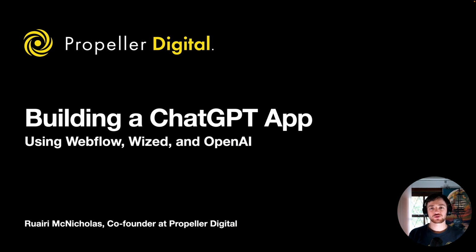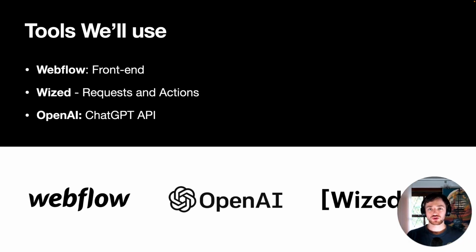And today I'm going to be running you through a tutorial on how to build a ChatGPT app using Webflow, Wized, and OpenAI's API. So those three tools, what are we going to do with them? Webflow is going to be our front end. You'll want some experience using Webflow and a Webflow account that you have room to create another website on.